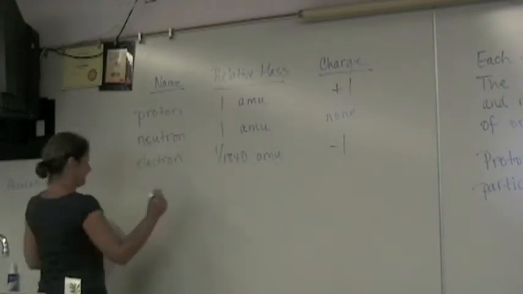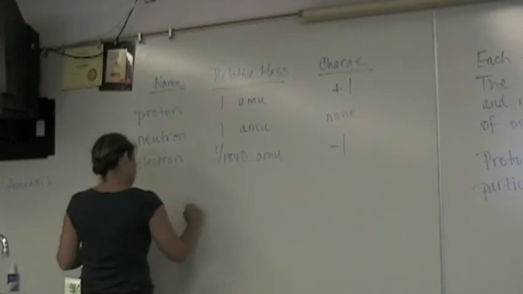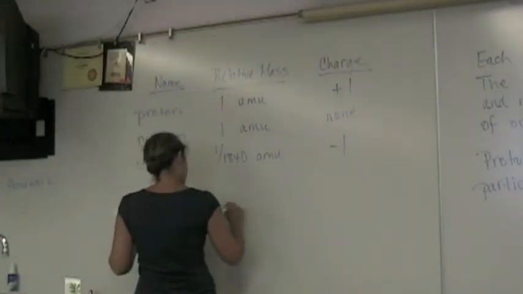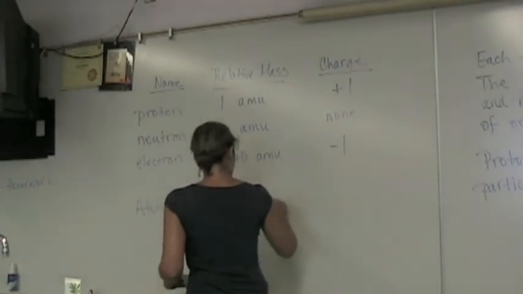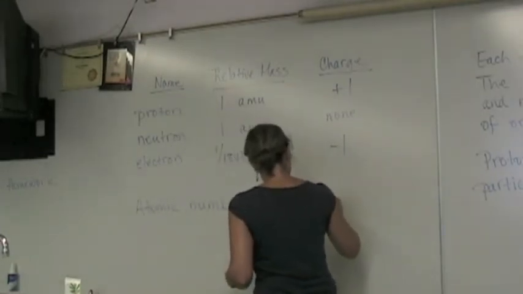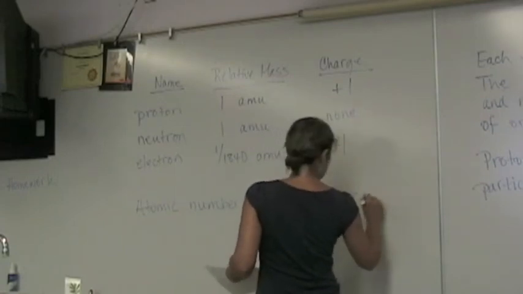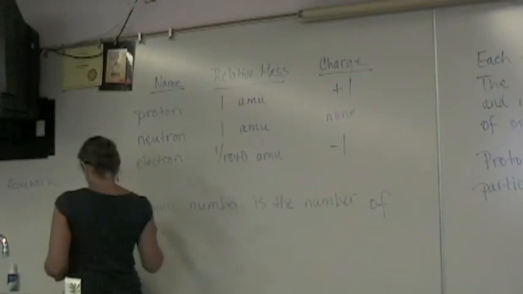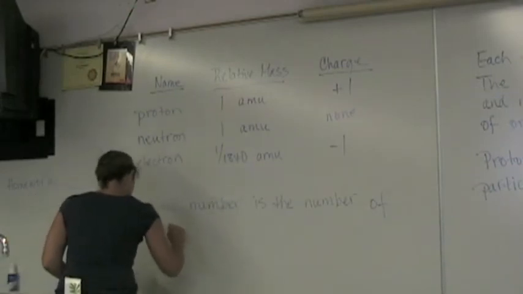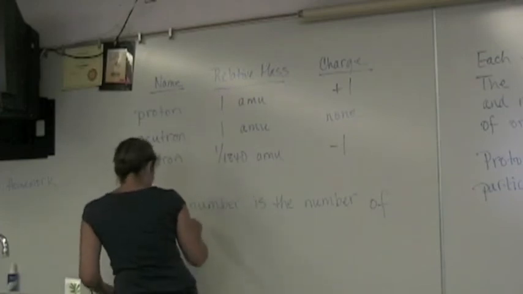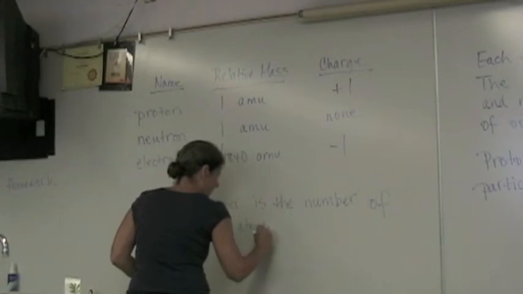Atomic number is the number of protons in an atom of an element.